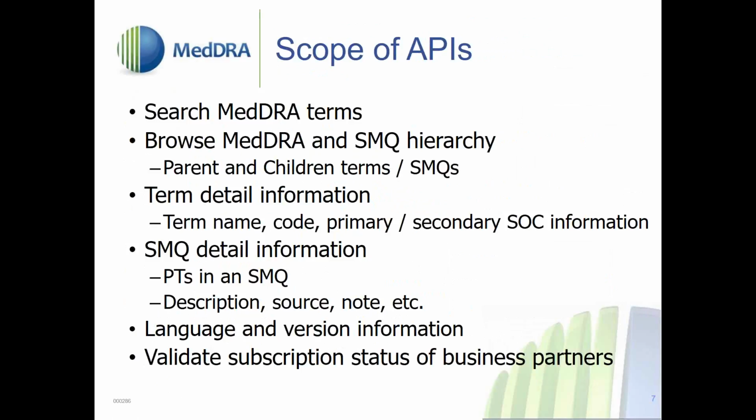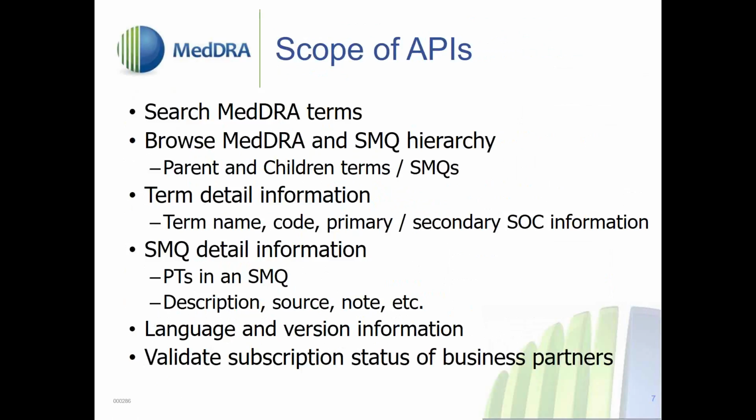So what is the scope of the APIs that have been developed? Well, for those of you that are familiar with the MSSO's tools, principally the web-based browser and the MedDRA version analysis tool, the APIs cover virtually all of the features and functions of those tools. So that includes things such as performing searches in MedDRA, the ability to browse the MedDRA and SMQ hierarchy. In other words, get the parents and children of requested terms, term detail information. That includes the codes associated with the terms, the primary and secondary SOC information, etc.